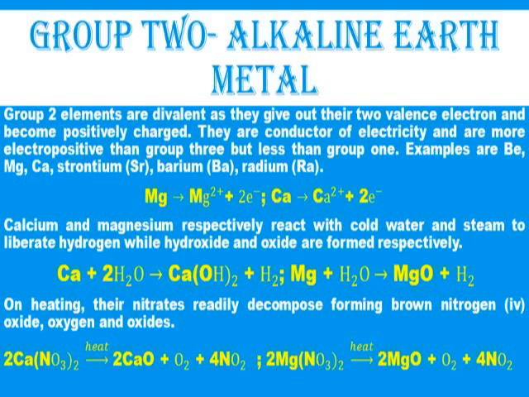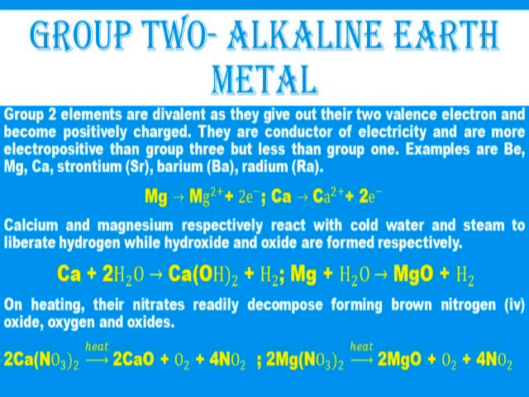You can see in this reaction when a magnesium atom gives out its two electrons, it becomes a magnesium ion, which is positively charged with two positive charges. The same reaction is experienced with calcium because in group 2, when it gives out its two electrons, it becomes a calcium ion, which is positively charged.